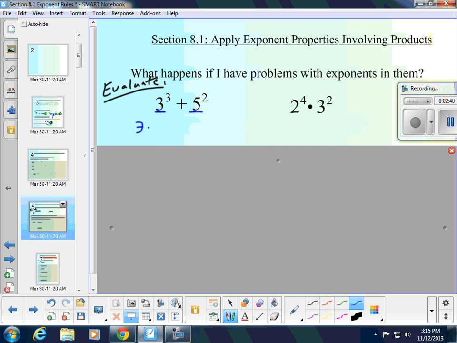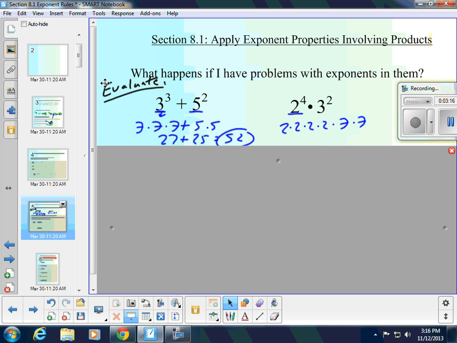This means, again, 3 times 3 times 3. 3 to the third means 3 times 3 times 3. And then plus 5 squared, which means 5 times 5. In the past, if I've had a problem like this, I would just have to evaluate, just like I'm doing now. 3 times 3 times 3 would be 27, plus 5 times 5, which would be 25, and I could figure out the answer's 52. Same thing in the next one. 2 to the fourth power would just be 2 times 2 times 2 times 2. And then I have to multiply that by 3 squared, which would be 3 times 3. And I could figure out the answer to that problem.